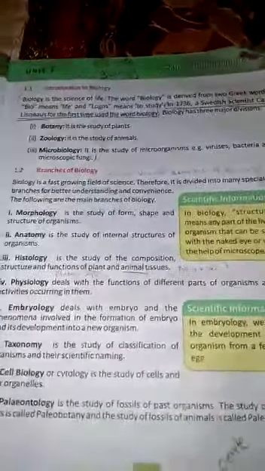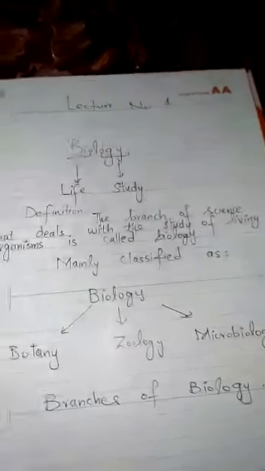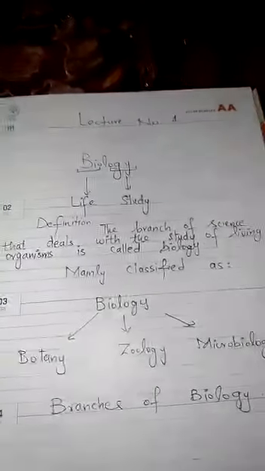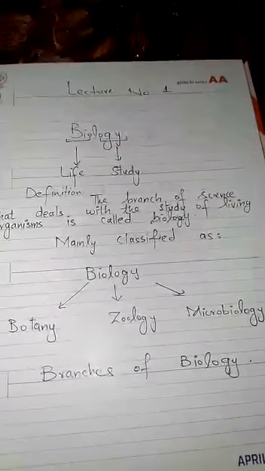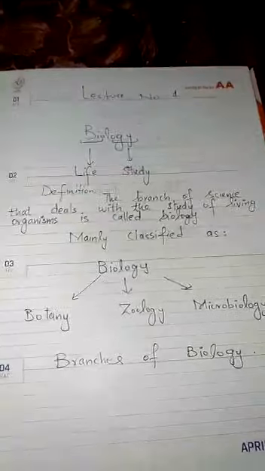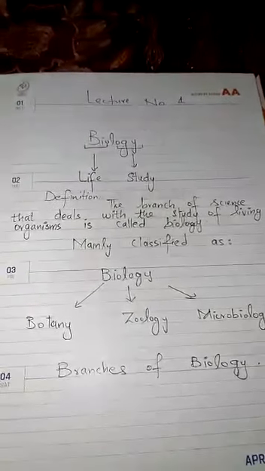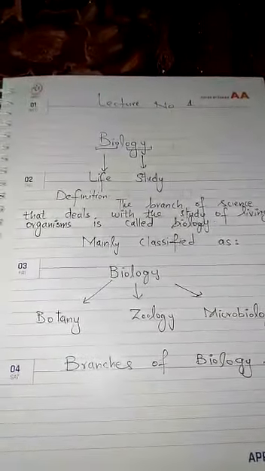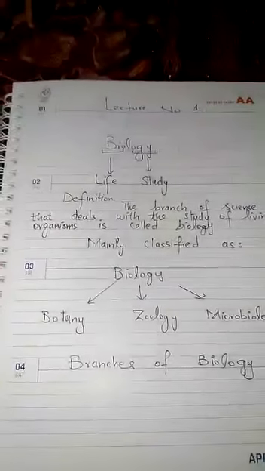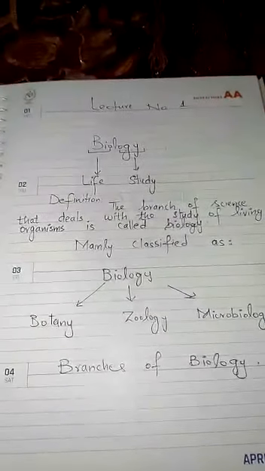So, our first unit is Introduction to Biology. Now, what is biology? Biology is actually a Greek word, and it is a combination of two words. Bio means life and logos means to study. Now, if we define biology, the branch of science that deals with the study of living organisms is called biology. So all the living organisms, plants, animals, all the living organisms are studied in biology.